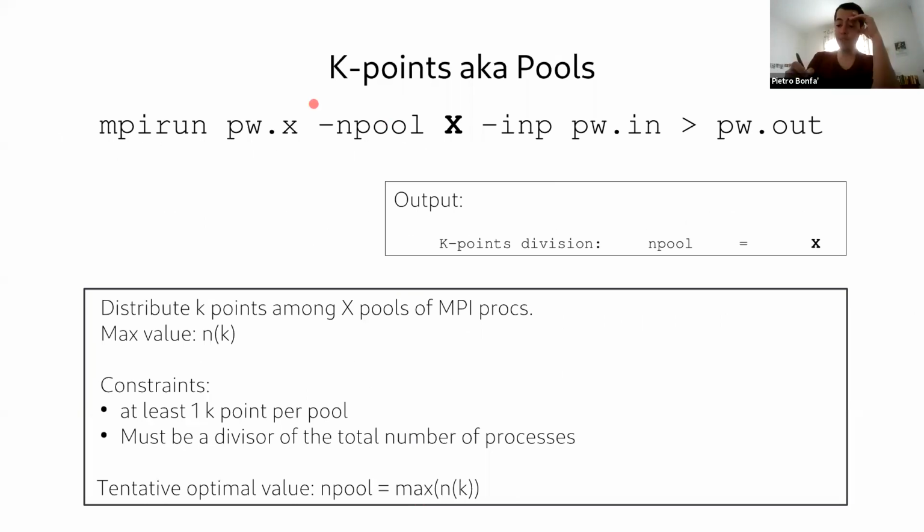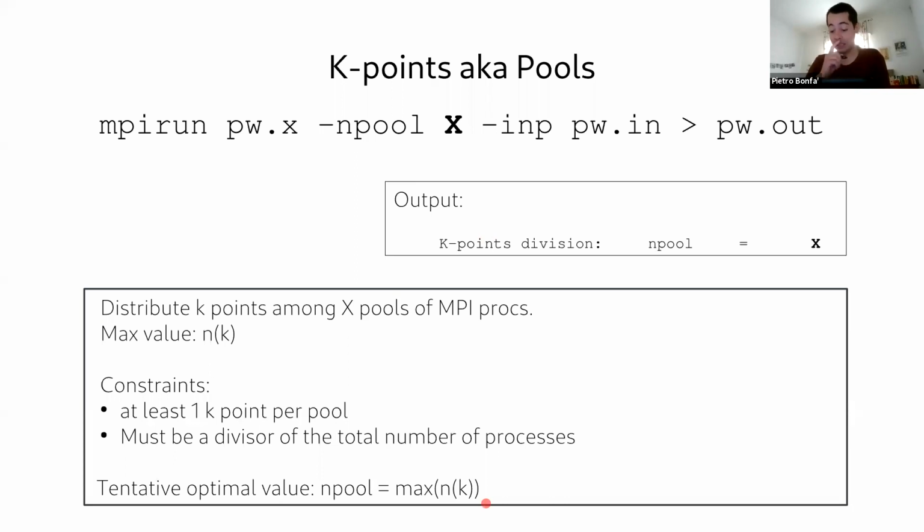Then pool parallelism. Now, pool is probably a bit misleading for some of you, but this is just how many groups of workers will be created working on multiple k points at a time. So basically, this will create X groups of workers that will each compute the Kohn-Sham Hamiltonian at a different k point at the same time. And as I told you, this reduces communication, and therefore you should exploit it as much as possible.